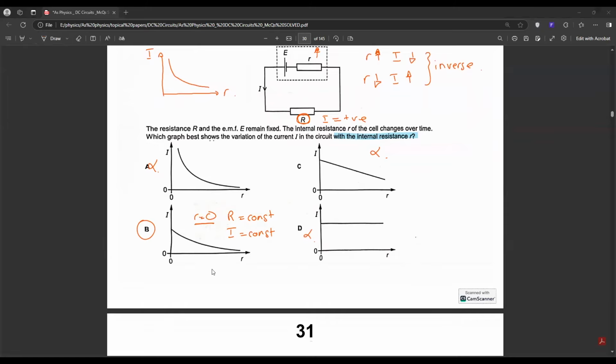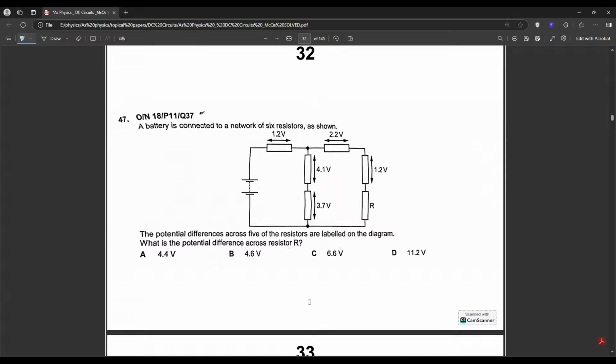Let's further move ahead to the next question. A battery is connected to a network of 6 resistors as shown. The potential difference across five of the resistors is labeled on the diagram. What is the potential difference across the resistor R?